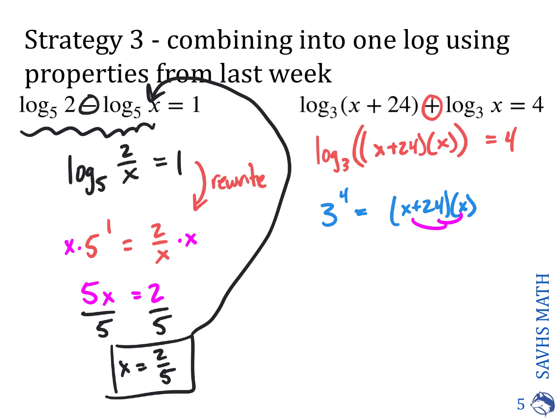So I know 3 to the 4th is 81, by the way. So I'm going to write 81 equals x squared plus 24x. And look at that. I have created another quadratic equation that I need to solve with those same methods that I've been talking about. So let's see where that goes.